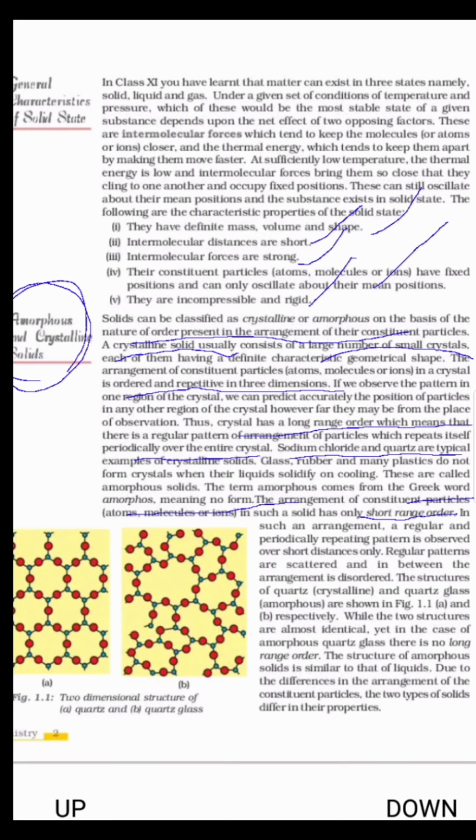What is that? If an arrangement is present in one space, that will be different in another area, and that will be different in another area. So it does not have any specific ordered arrangement.